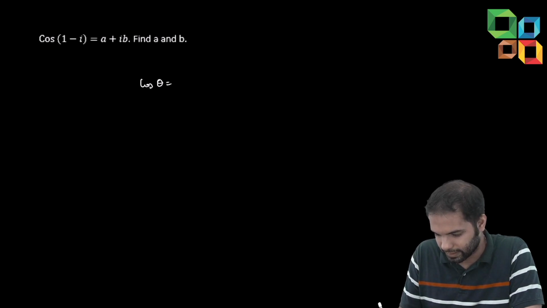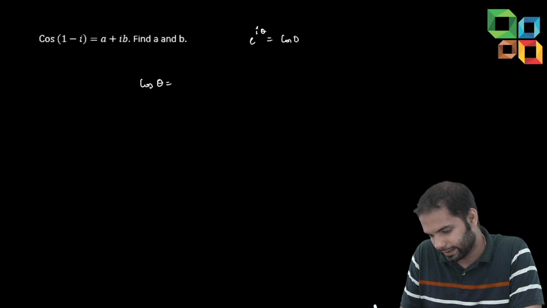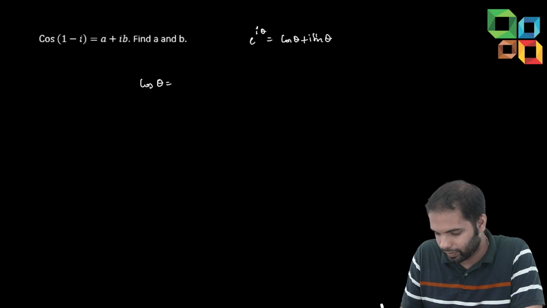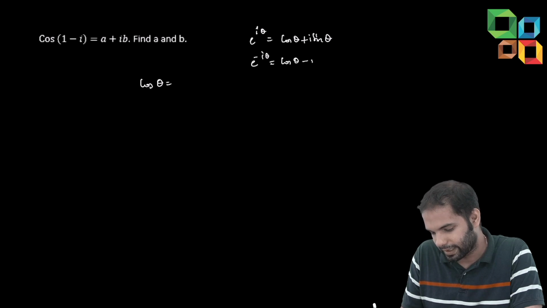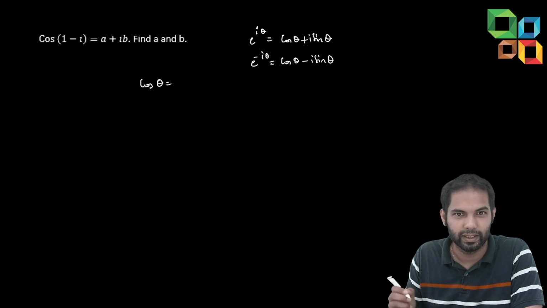Look at this. Suppose I have e power i theta. It is cos theta plus i sin theta. Agreed? If I have e power minus i theta, I will have cos theta minus i sin theta, because cos of minus theta is cos theta.